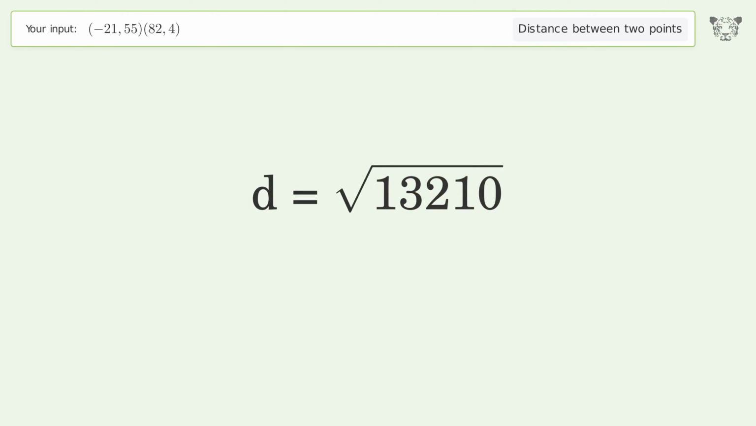And so the distance between the 2 points is the square root of 13,210, or 114.935.